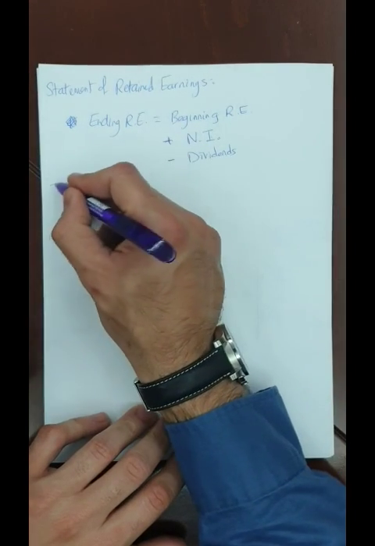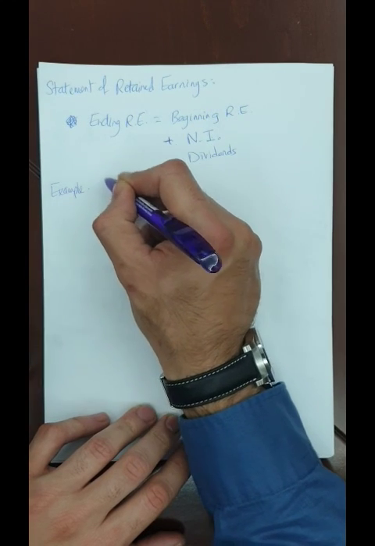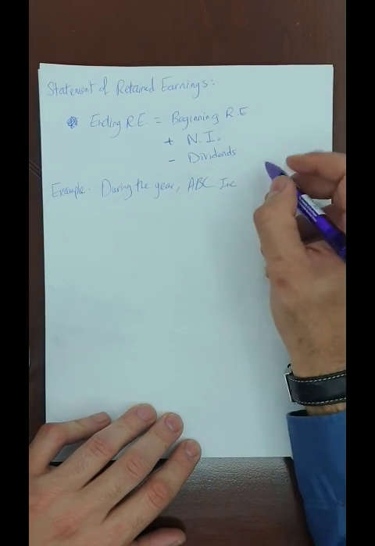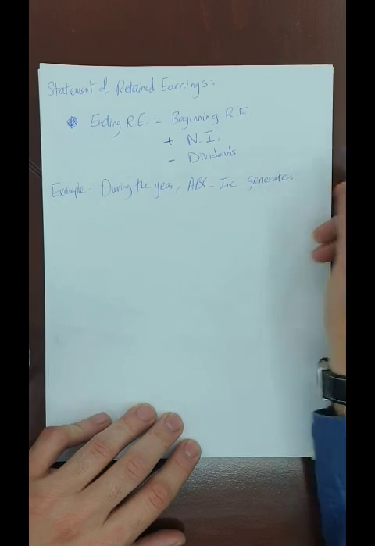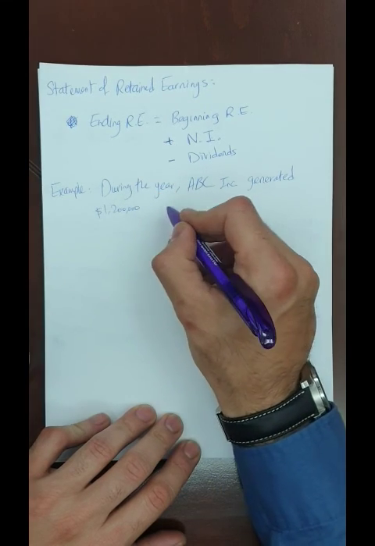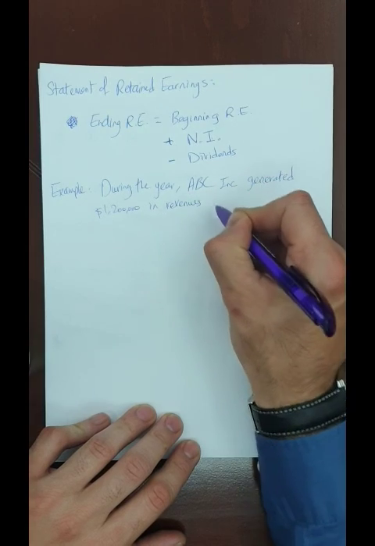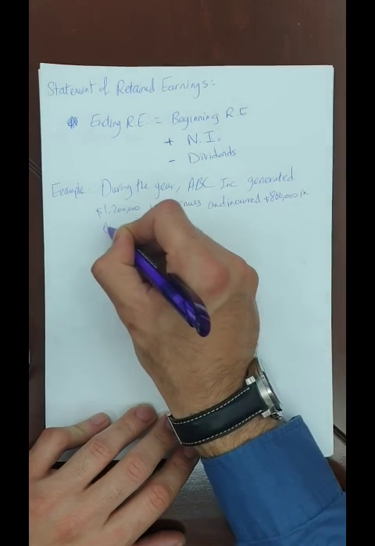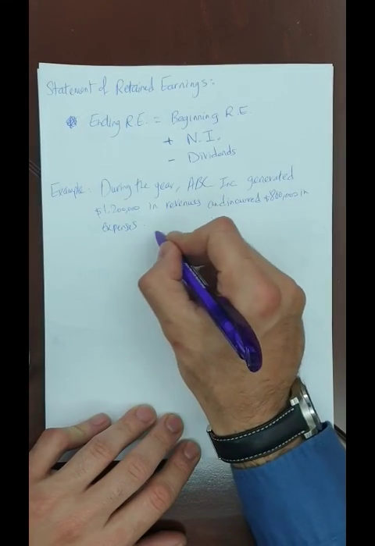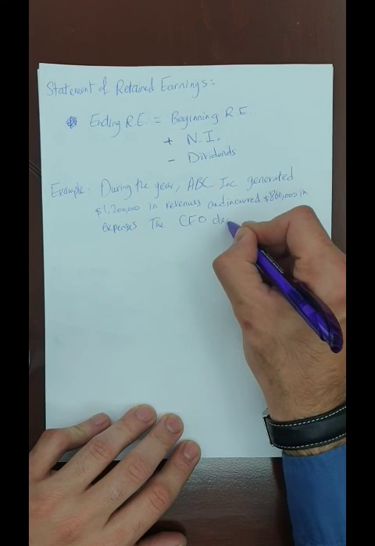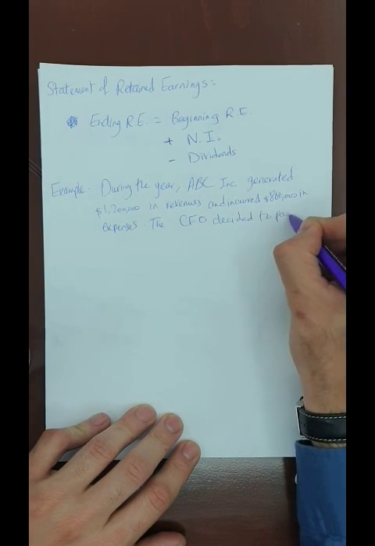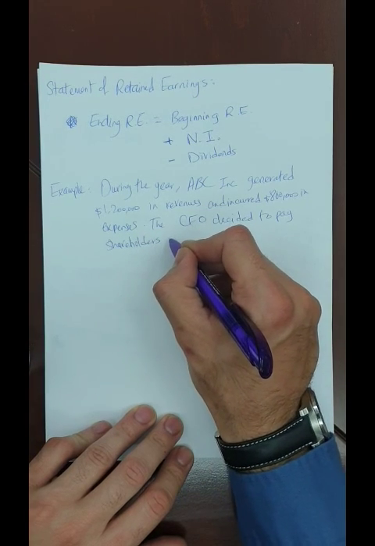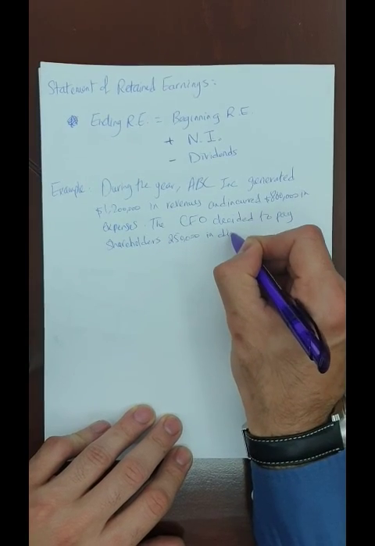Now, the example says, during the year, ABC Incorporation generated $1,200,000 in revenues and incurred $800,000 in expenses. The CFO, the Chief Financial Officer, decided to pay shareholders $250,000 in dividends.